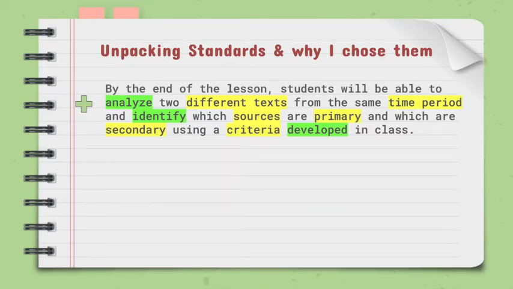The first standard I interpreted as, by the end of this lesson, students will be able to analyze 2 different texts from the same time period and identify which sources are primary and which are secondary, using a criteria developed in class. In this way, students and the teacher will agree on how to assess texts, and with that expectation in mind, they can then feel a little bit more confident having developed the standards themselves, which are then proof-checked by the teacher to make sure that the criteria make sense.